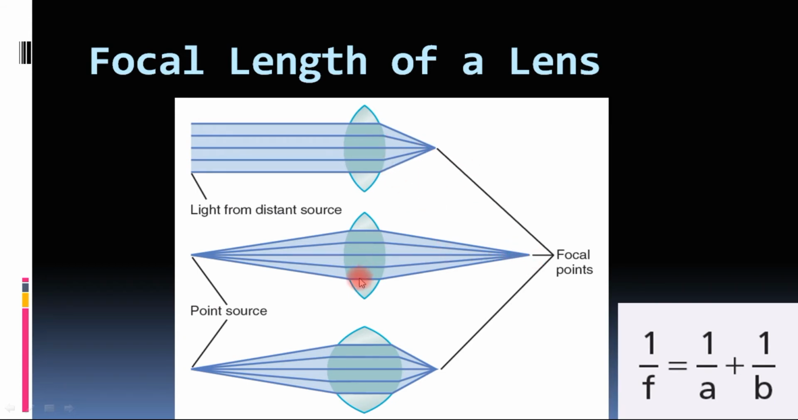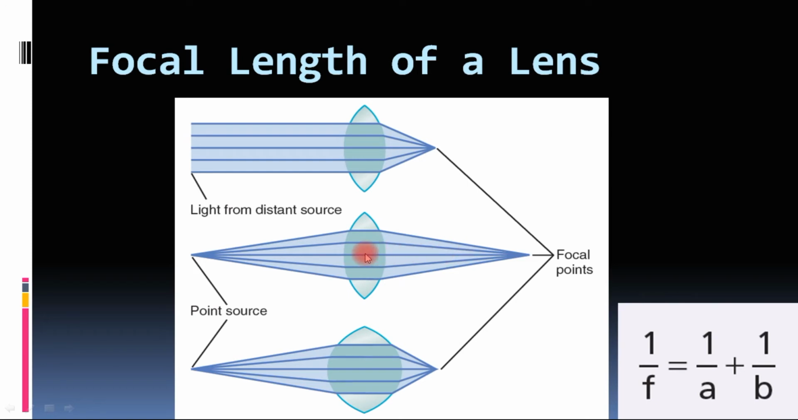focal point. These two are the same lenses, but for the different location of the light source, the focal point is different. So in this case, if the point source is near, the focal point is more beyond the lens. So how to calculate the actual focal length of the lens?